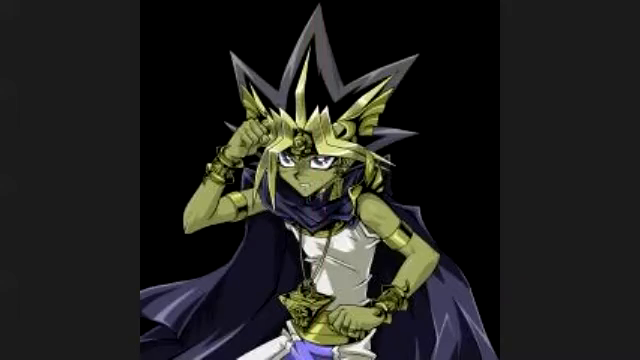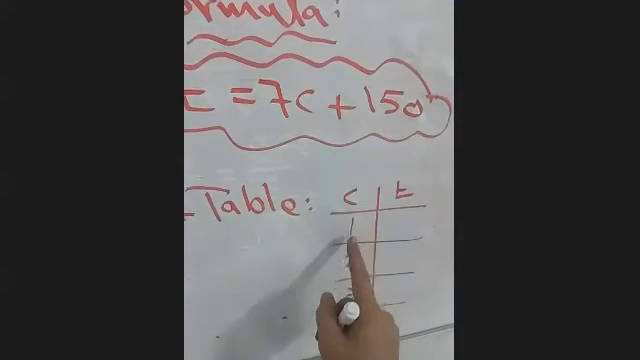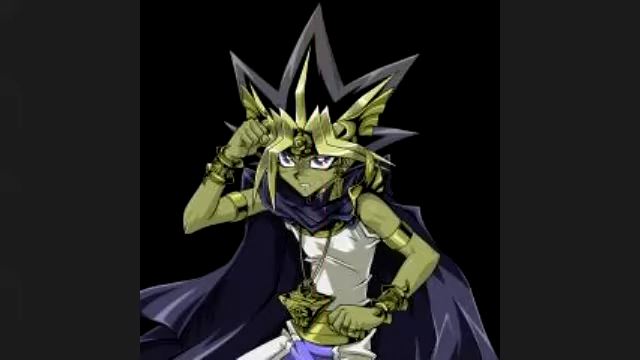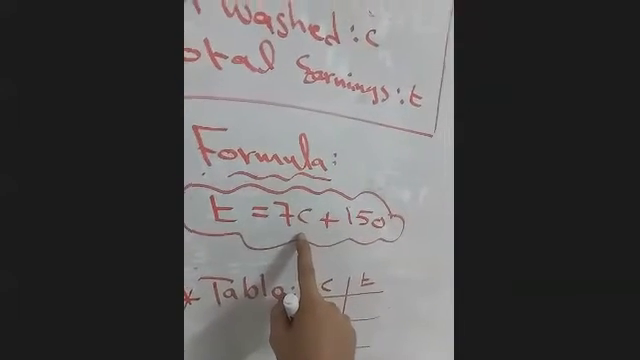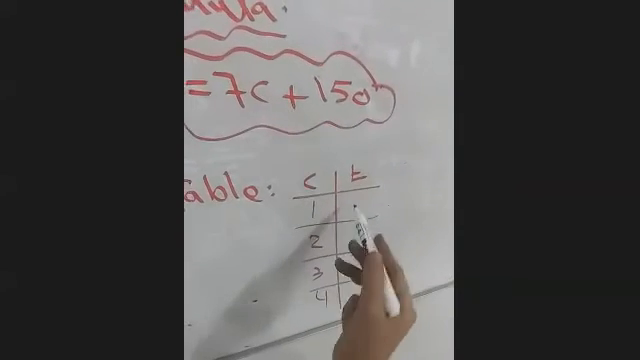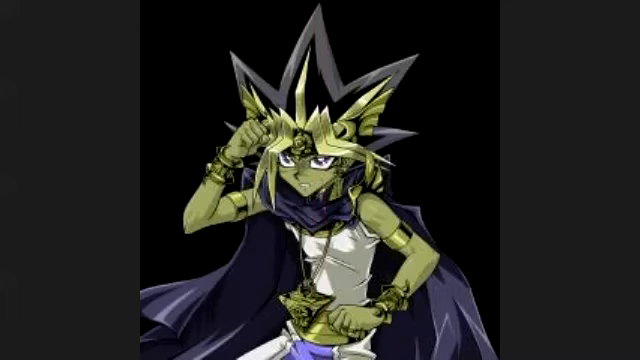Now, how do we fill the table here, son? Now we will use the numbers. We will replace the C. Exactly. We replace C by 1, right? Yeah. 7 multiply 1 is 7, plus 150. 157. Excellent.